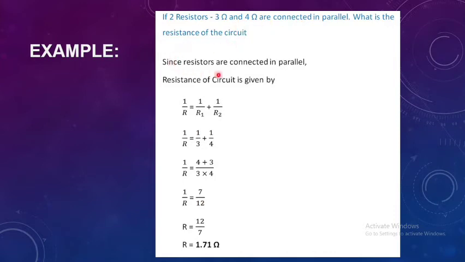Since the resistors are connected in parallel, we use the formula for parallel: 1 over R equals 1 over R1 plus 1 over R2. Substitute the resistances, 3 and 4. So we have a resistance of 1.71 ohms.